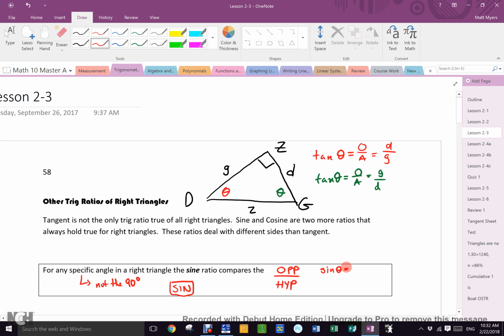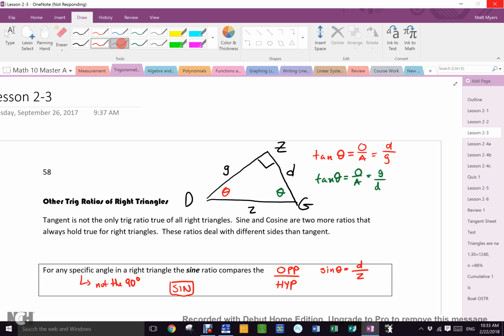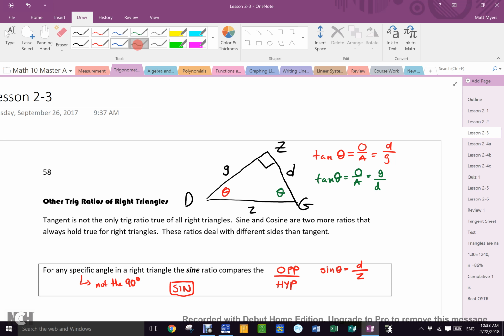So let's come up here and tell me in this question, what is sine of red theta? You already know what's opposite to red theta because you've already done tan. So what is D over what? Z, because that's the hypotenuse. What is the sine of green theta? G over Z. Is everybody cool?